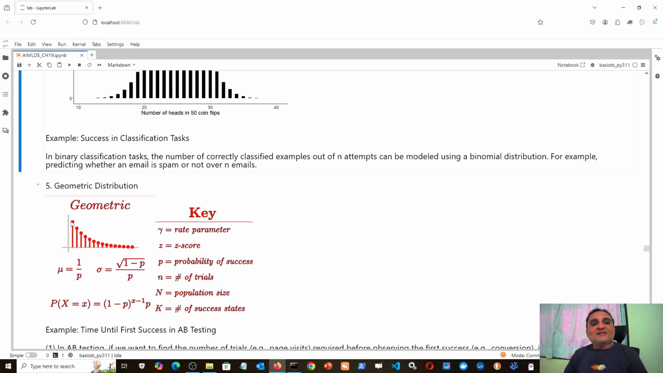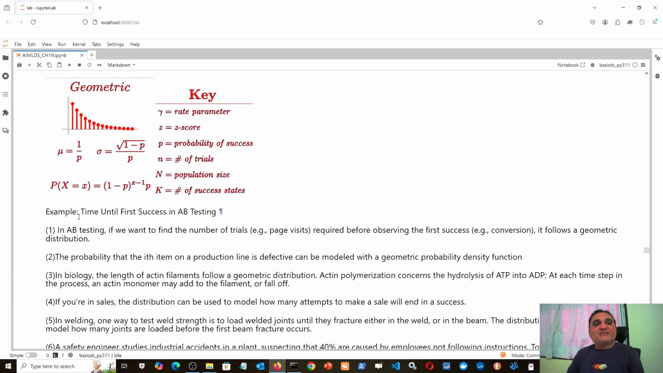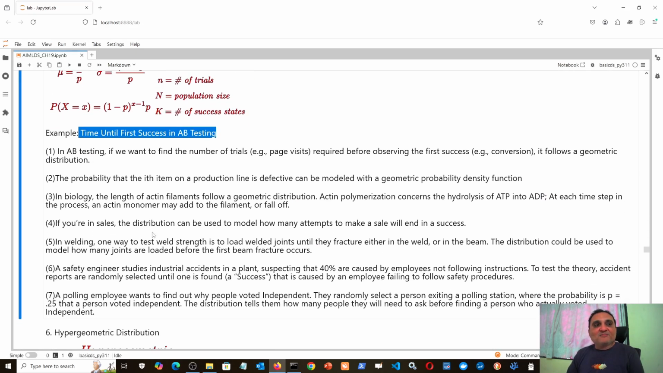How many attempts will be required before I get my first head, or maybe before I get my first tail? If that kind of question is asked, then you will use geometric distribution, and many examples are given. So as you take these examples, things become clear.